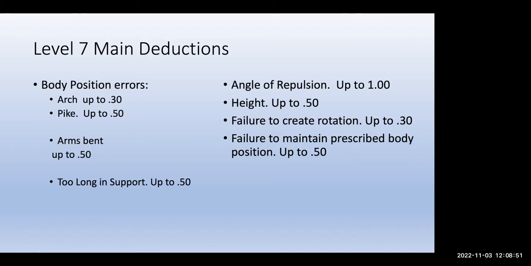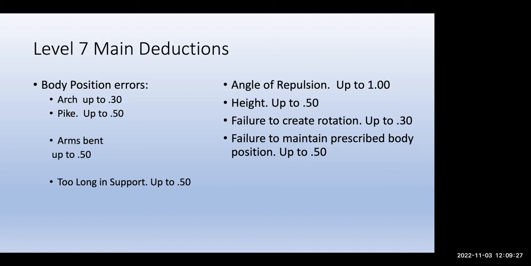A quick review of some of the things that are in the level 7 deductions: body position errors, arch and pike, arms bent up to 5, too long in support is up to 5. So these are just like level 7. The angle of repulsion is up to 1 point. And remember, for the level 6, 7 vault, the angle of repulsion is judged from the hands through the hips, not the lowest body part. That's what we do at level 6, 7, which is different than what we do at compulsory level 4, 5.